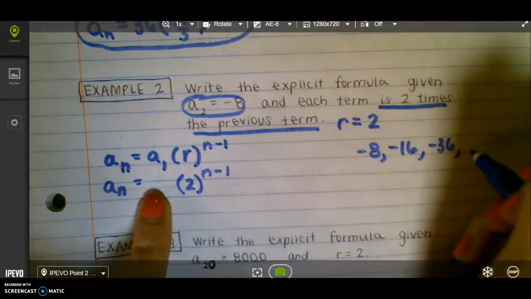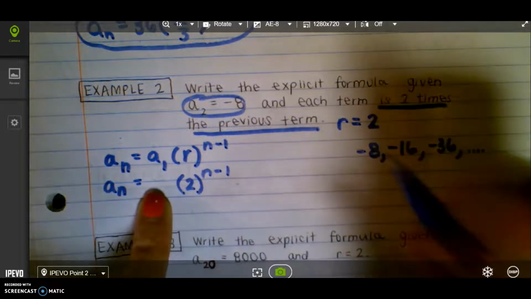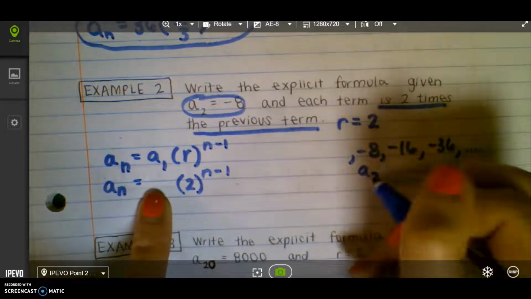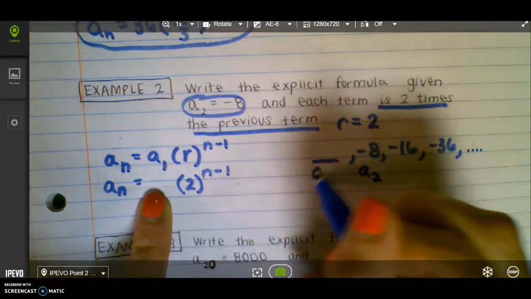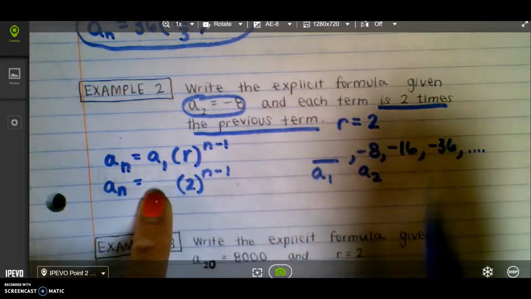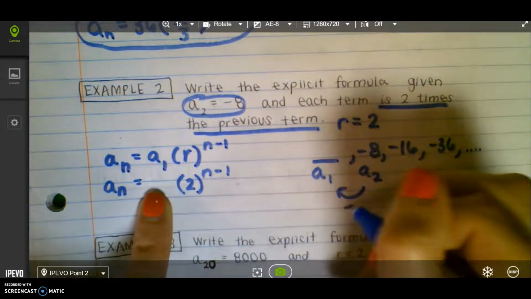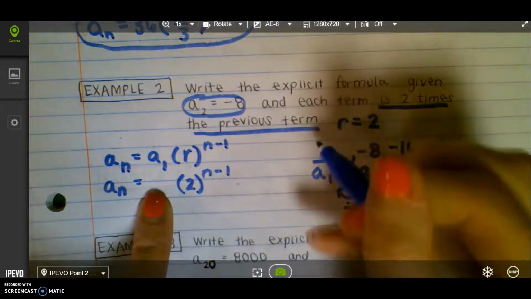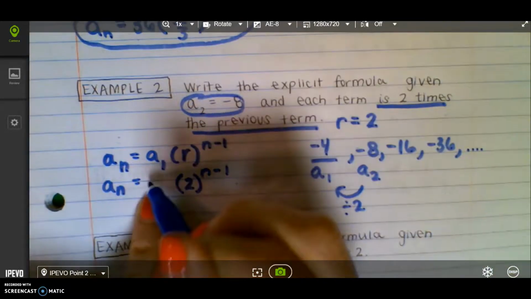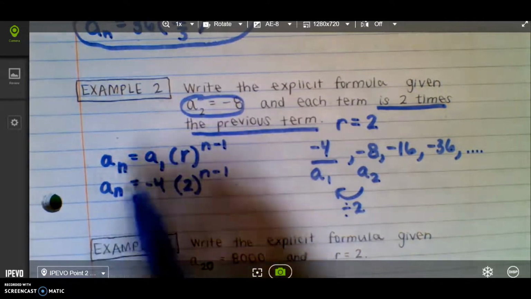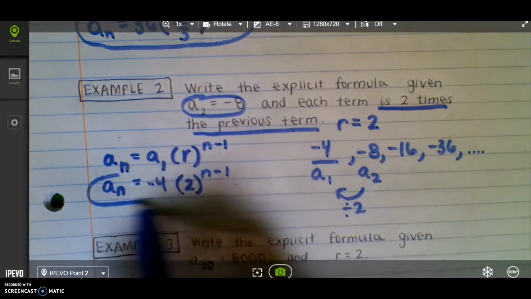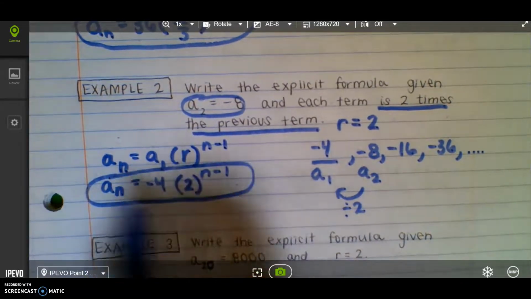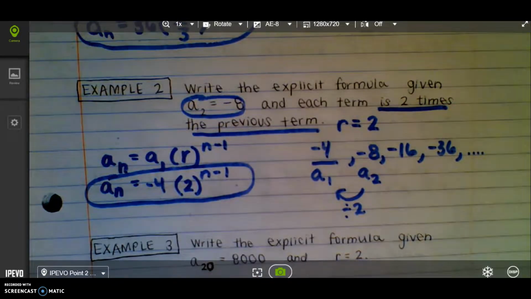I can just multiply by 2 to get all the following terms. But this is the second term, so I have to go backwards to find the first term, which means I'll divide by 2. So my first term is -4. So my explicit equation for the sequence is a sub n equals -4 times 2 to the n minus 1.